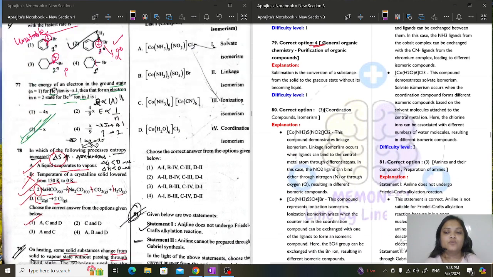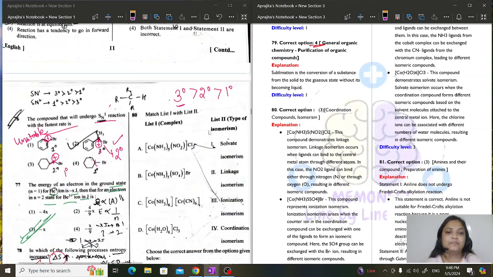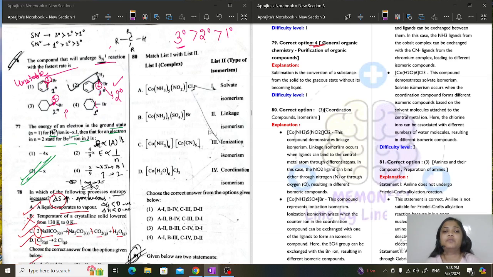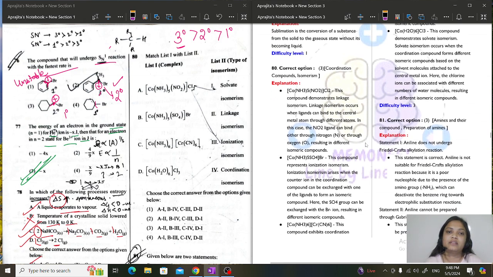Now let us move on to question number 80. Here we have been given some coordination complexes. We have to tell the type of isomerism. So in the first compound, basically it will exhibit linkage isomerism. So here you can see that NO2 is there.